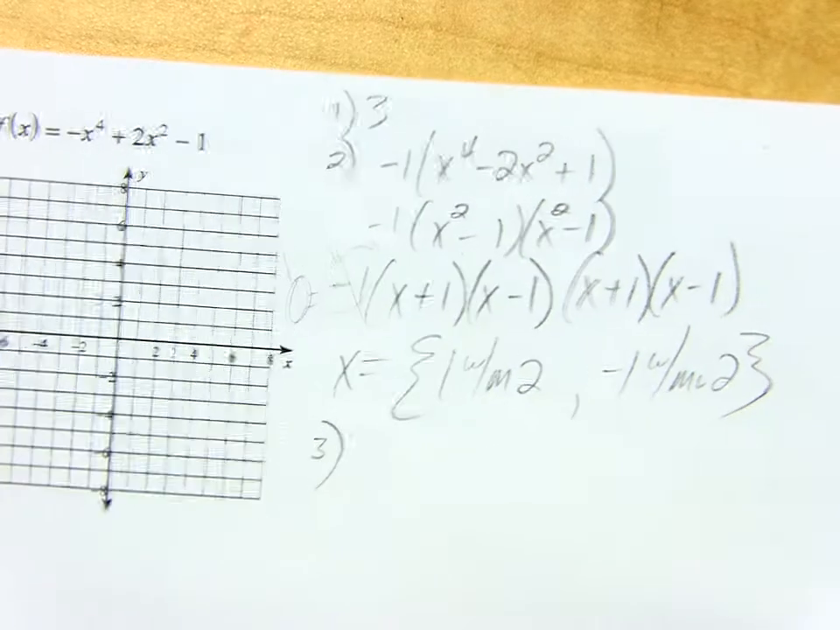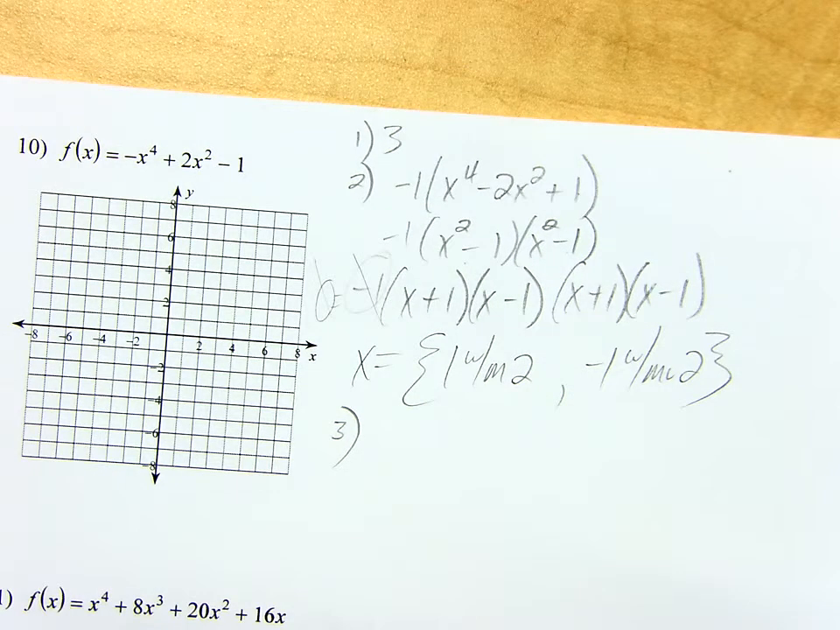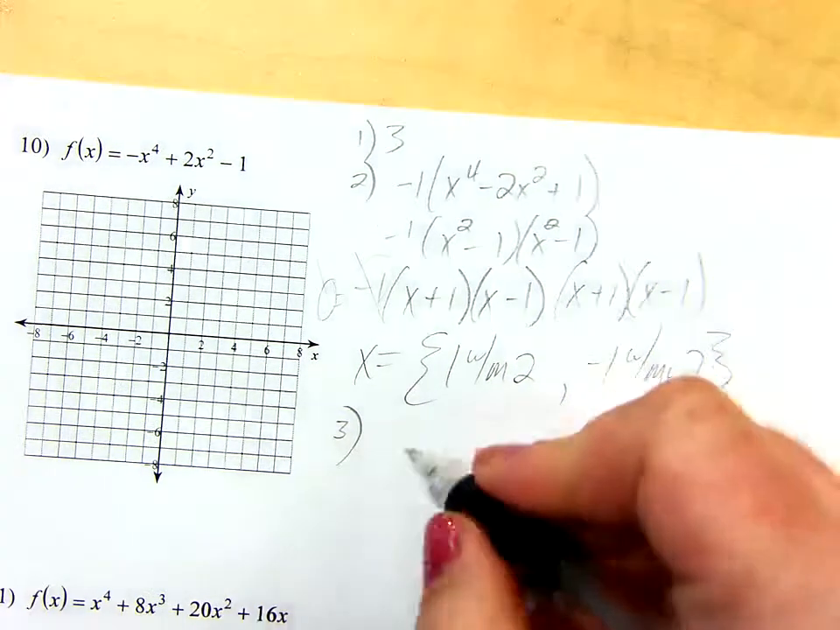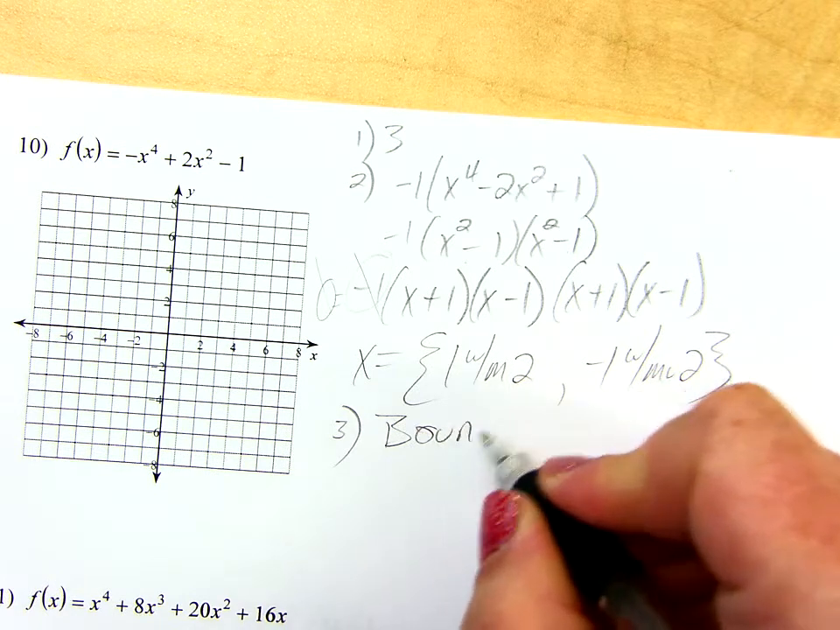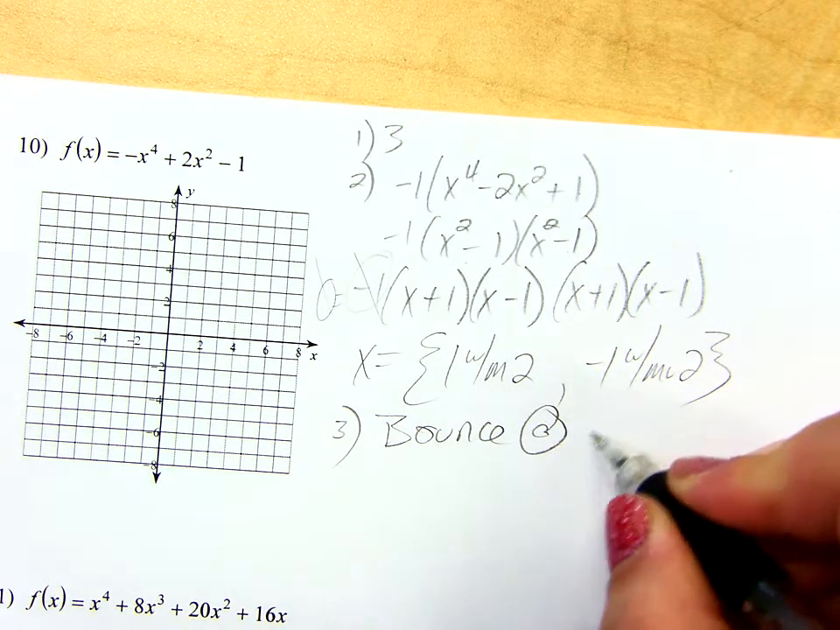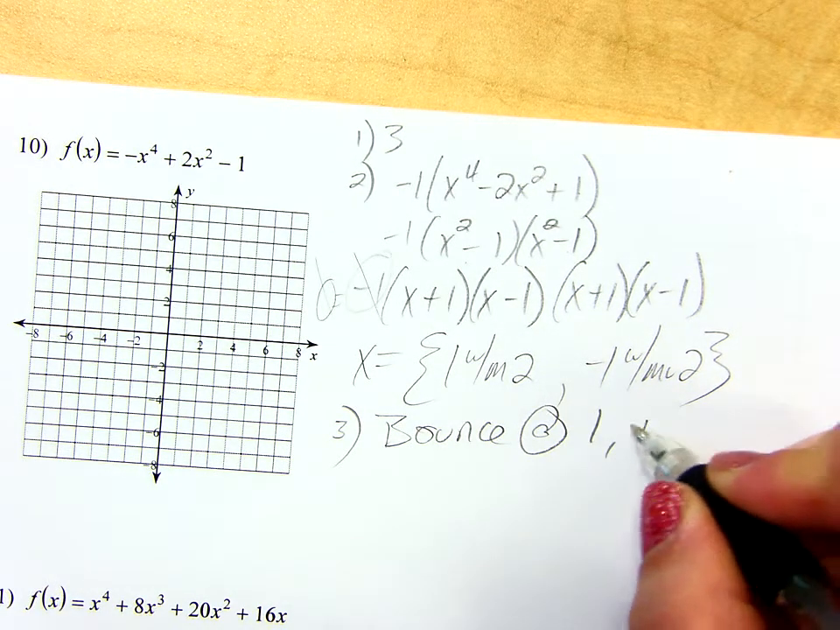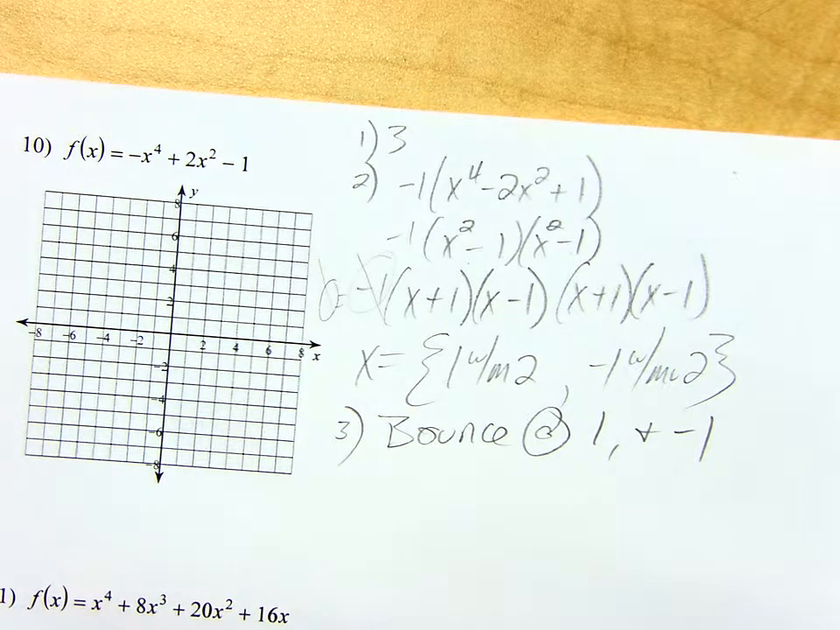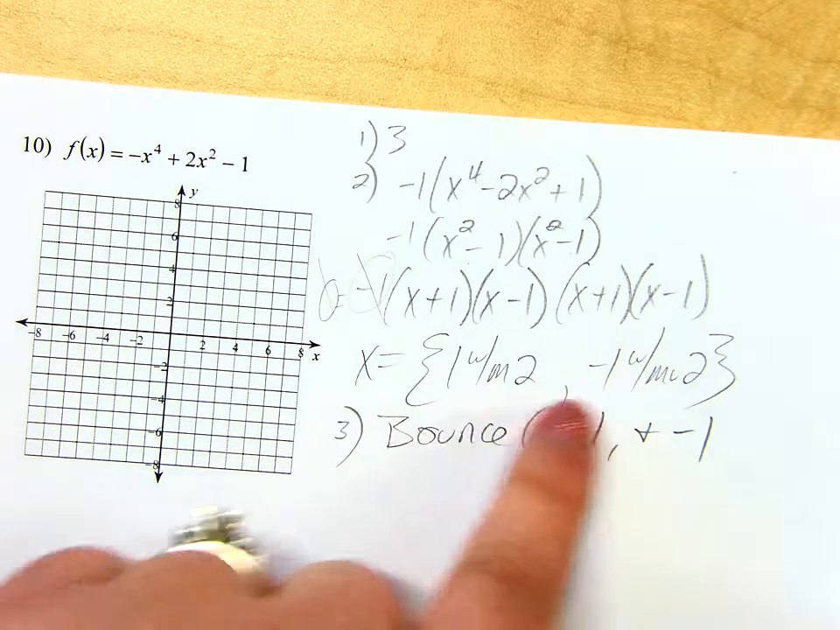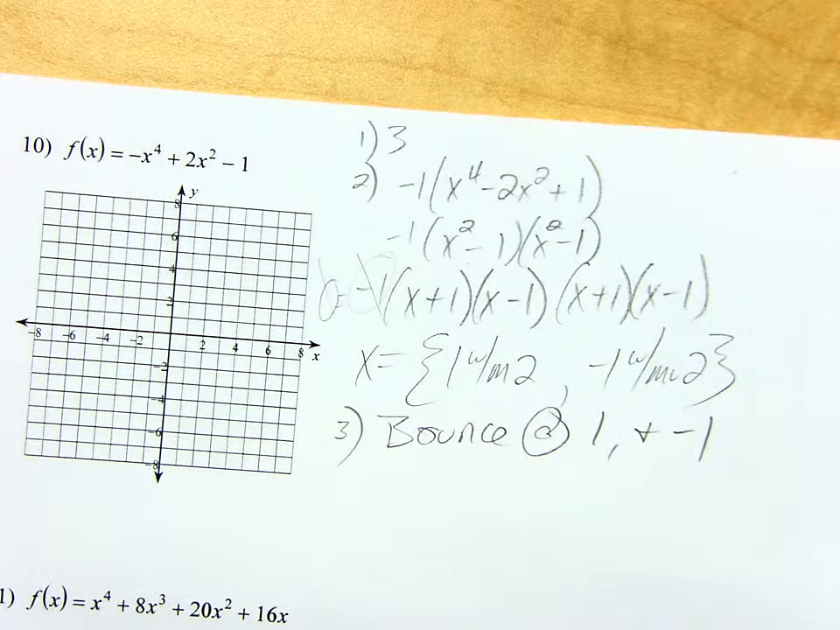So, what does that mean? At 1, what am I doing? I'm going to bounce. And at -1, what am I doing? Yes, 1 and -1. So both of them are going to bounce off the x-axis. So do I ever actually cross the x-axis? No, because those are all my x-intercepts, and at both of them I'm bouncing.